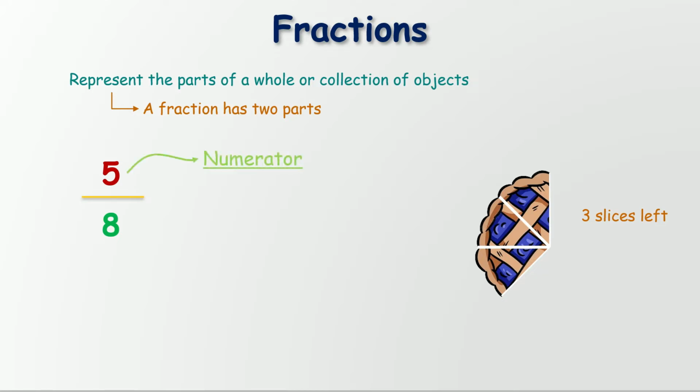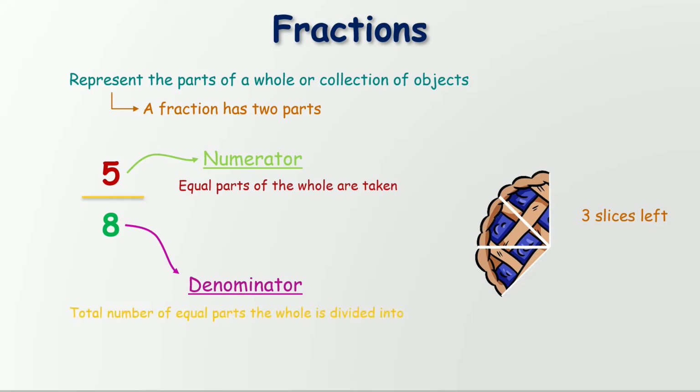The number on top of the line is called the numerator. It tells us how many equal parts of the whole or collection are taken. The number below the line is called the denominator. It shows the total number of equal parts the whole is divided into, or the total number of the same objects in a collection.